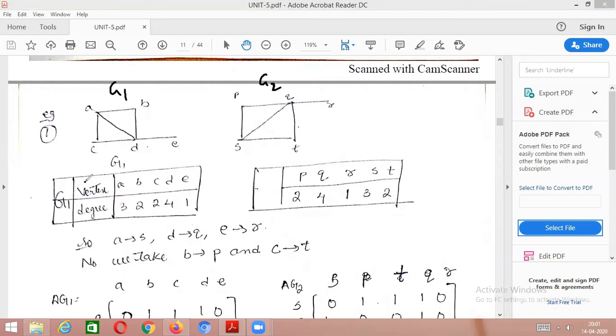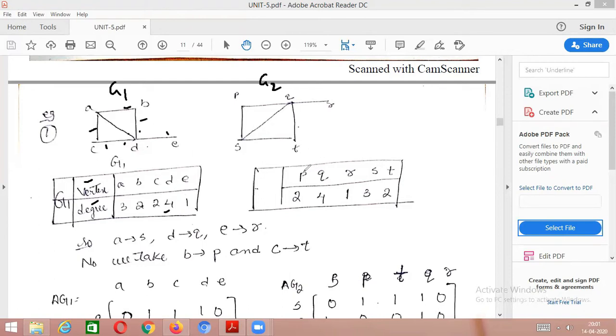So first graph, vertex degrees. A vertex, how many edges? 3, therefore the degree is 3. B vertex, how many edges? 2. C vertex, how many? 1, 2, so 2. D vertex, how many? 1, 2, 3, 4, degree 4. E vertex, how many? 1.